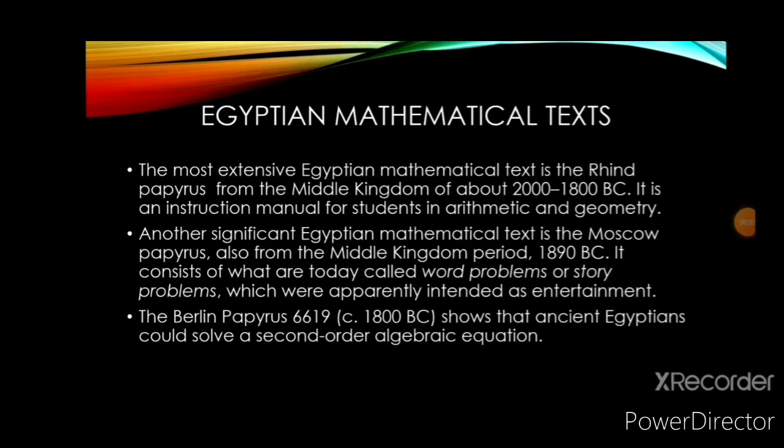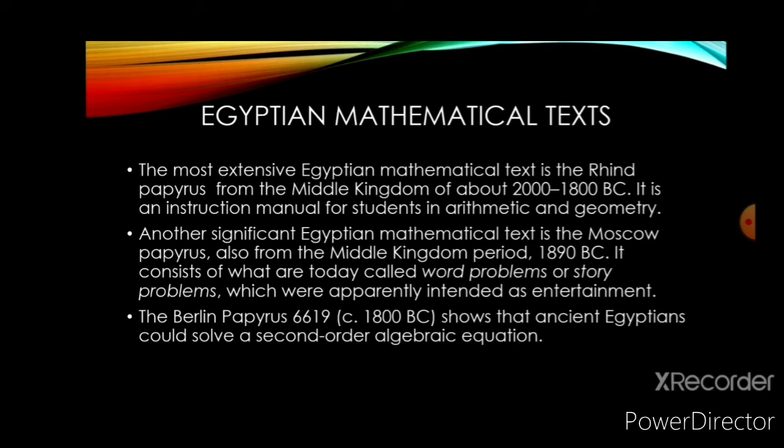Mathematical texts are evidences and works of ancient civilizations. They help us to understand the development of mathematics up to that time. The most extensive Egyptian mathematical text is the Rhind papyrus from the Middle Kingdom, about 2000 to 1800 BC. It is an instruction manual for students in arithmetic and geometry.